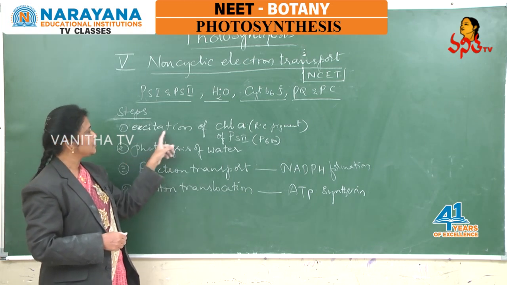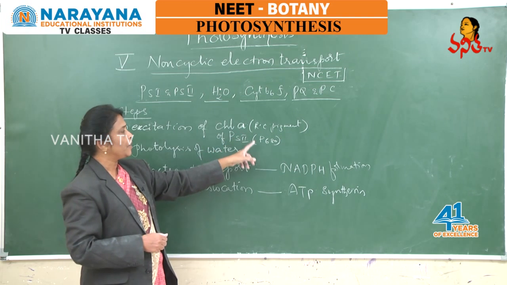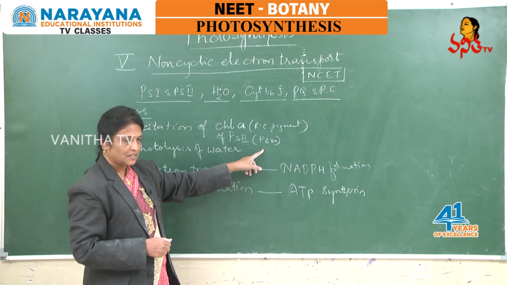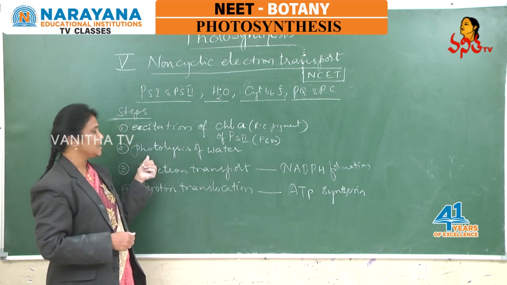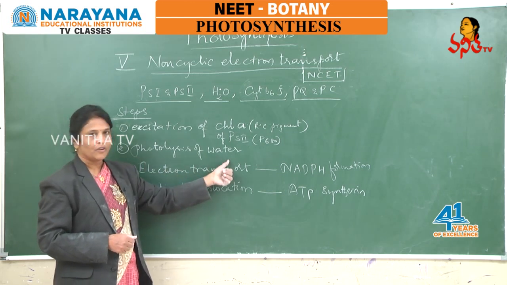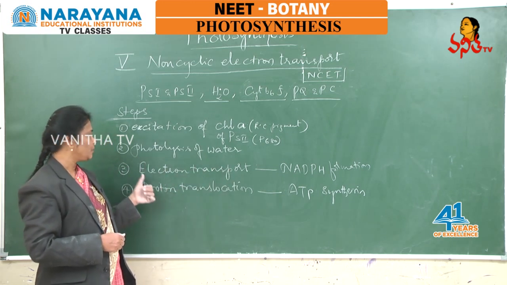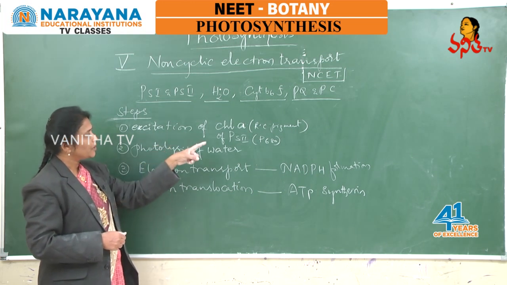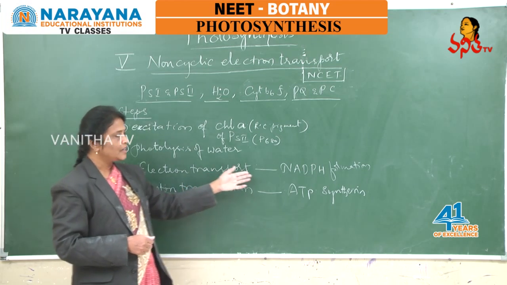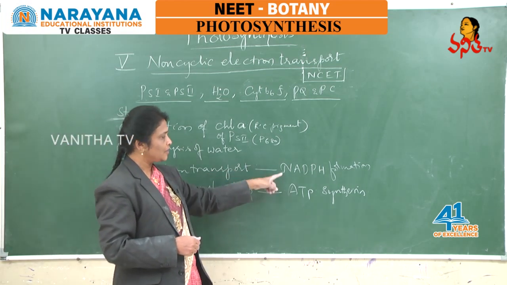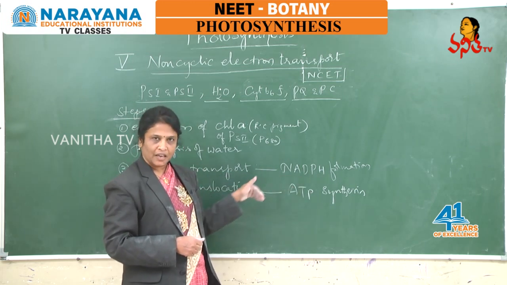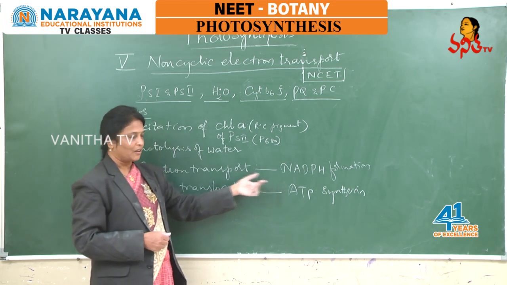So, the first step is excitation of the chlorophyll A pigment of PS2, that is the reaction center pigment of PS2, P680. And the next step is, to compensate that electron loss for P680, photolysis of water, that is splitting of water molecule, takes place, and the electrons from that P680 are carried through various electron carriers and finally reach the stroma, and there NADP plus, always available, is now reduced to NADPH as it receives those electrons.